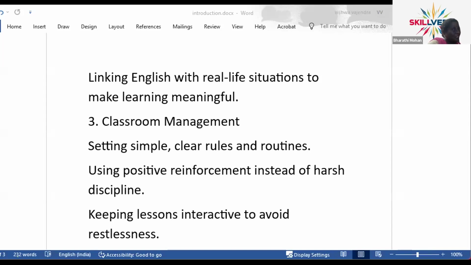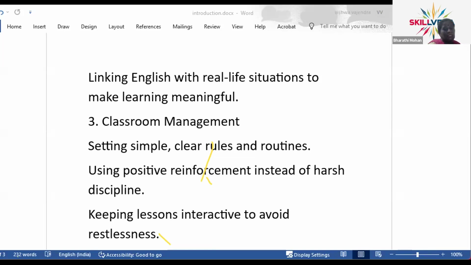These children get emotionally disturbed, especially in the lower classes when we take lessons on family, my father, my mother. So we need to be very careful. Even on activities when we plan, we have to plan accordingly, because at that time the children really get very much disturbed.